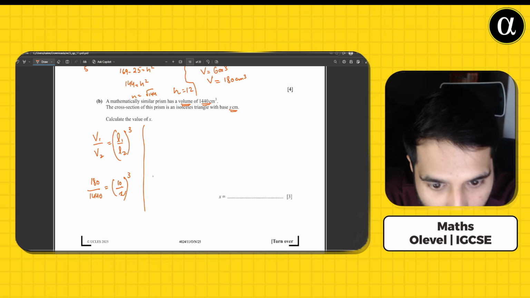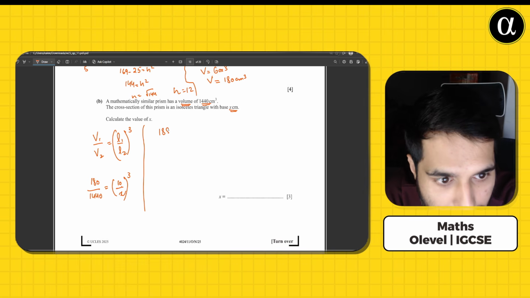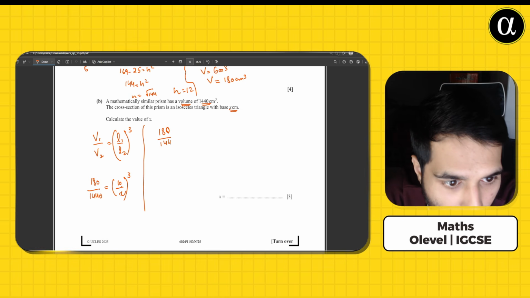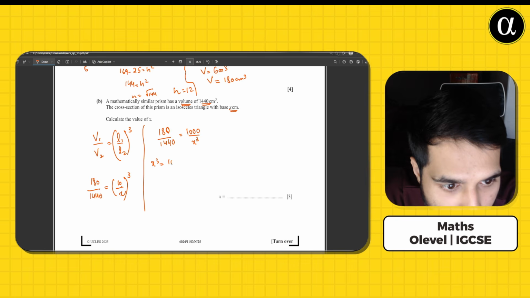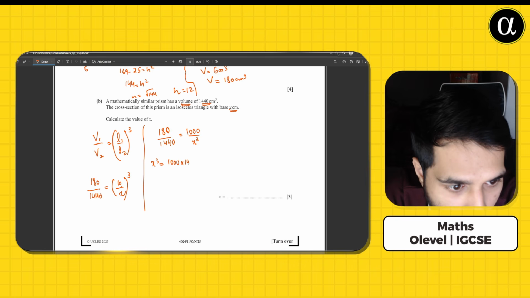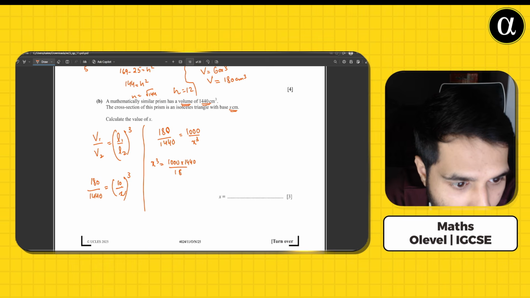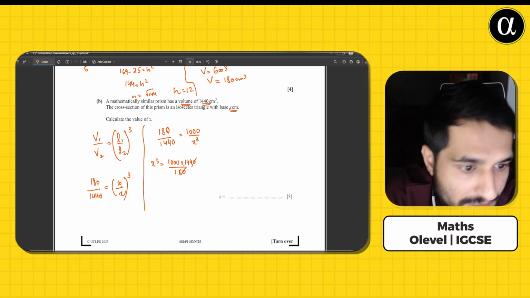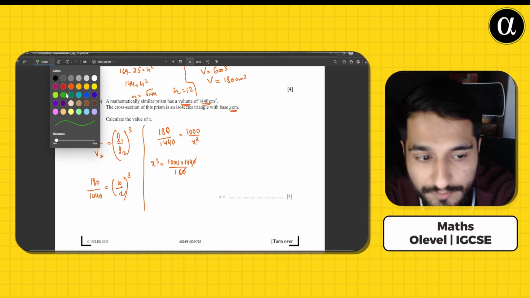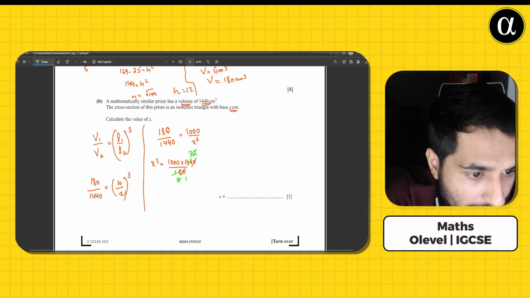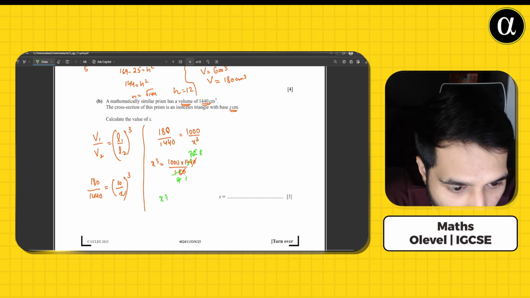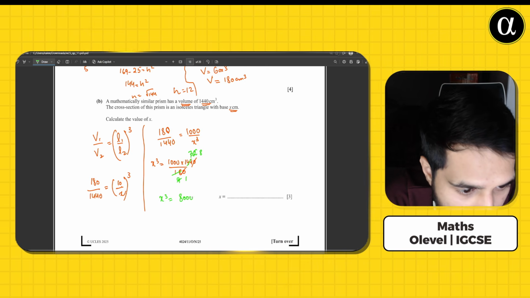So this will turn out to be what? Let's see. It's going to be 1440 over 180 is equal to x cubed over 1000. When we simplify this further, it's going to be x cubed is equal to 1000 into 1440 over 180, where we can simplify the 0 and 0 cancelled. When we simplify this further, this will probably be divided by 2, so it's going to be 9 and this is going to be 72, and then this is going to be 1 and 8, right? So this x cubed is going to be 8000.